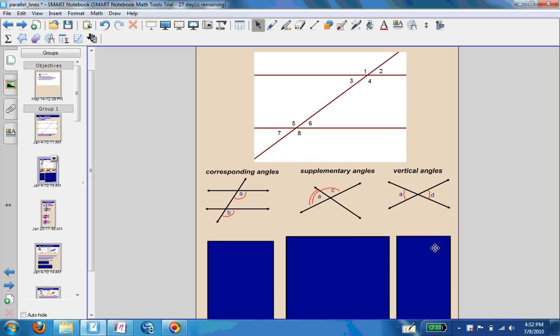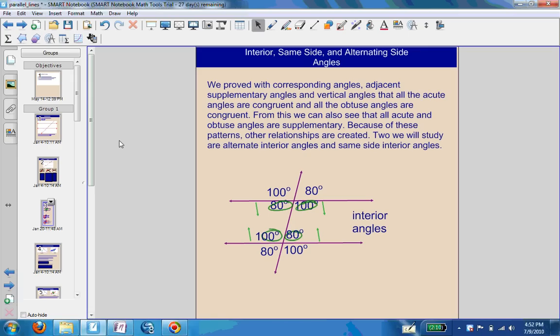Now, since we know all this information, if somebody was to give us one angle, we would be able to figure out the measures of all the angles in a diagram like this, which we'll be doing shortly. Now, to help us understand some other definitions, we're going to go through and look at how to think about some words. Interior angles are the angles that are in between, inside the two parallel lines. So these four angles are referred to as interior angles.